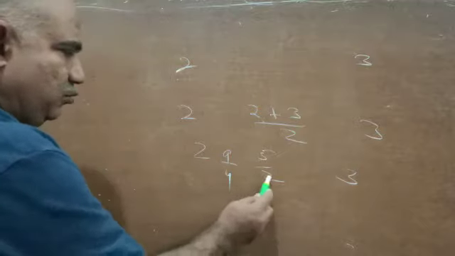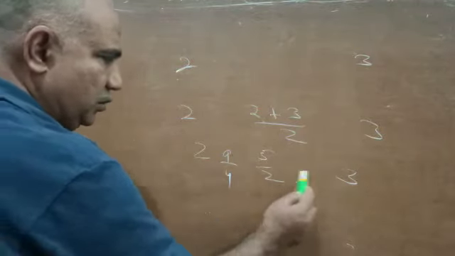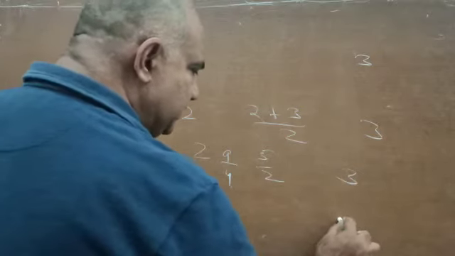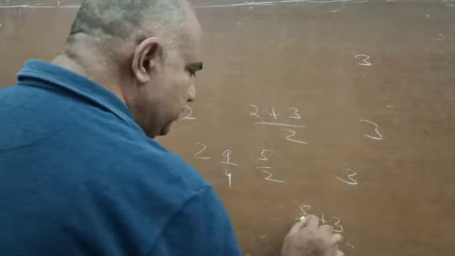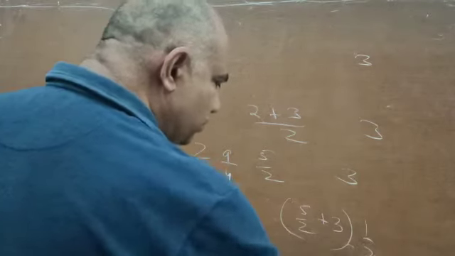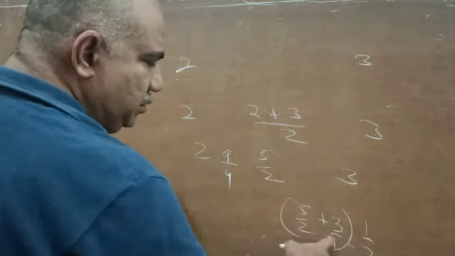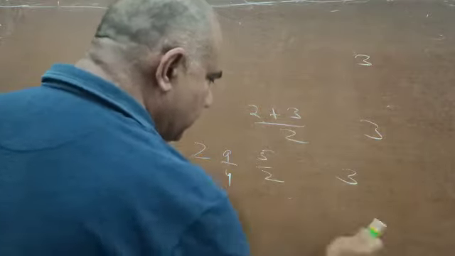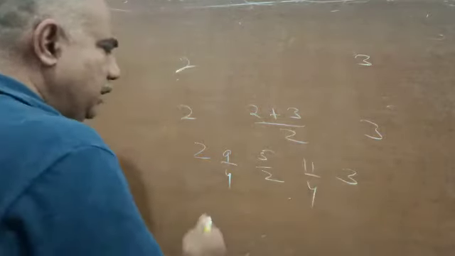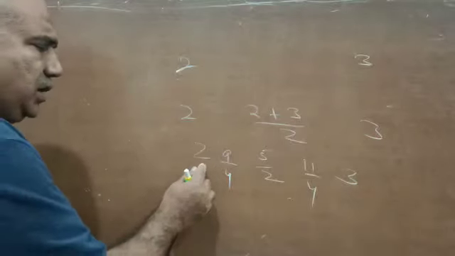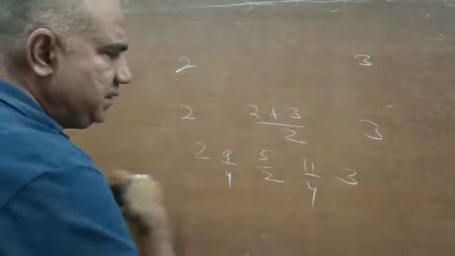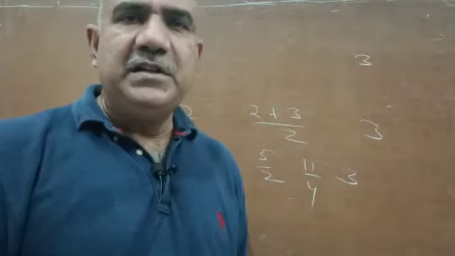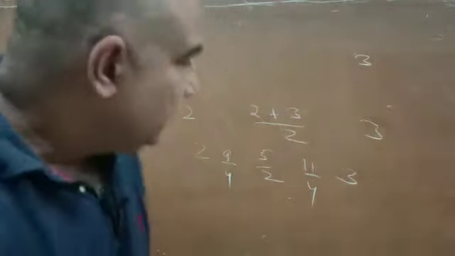I can further find out between these two, also between these two, and also between these two. Suppose I want to find out between 5 by 2 and 3. So I will write 3 plus 5 by 2, divided by 2. So this becomes 3 to the 6, 6 and 5, 11. So 11 by 4. Now I can keep on finding a large number of rational numbers between these two. This is one way of inserting rational numbers between the given rational numbers.